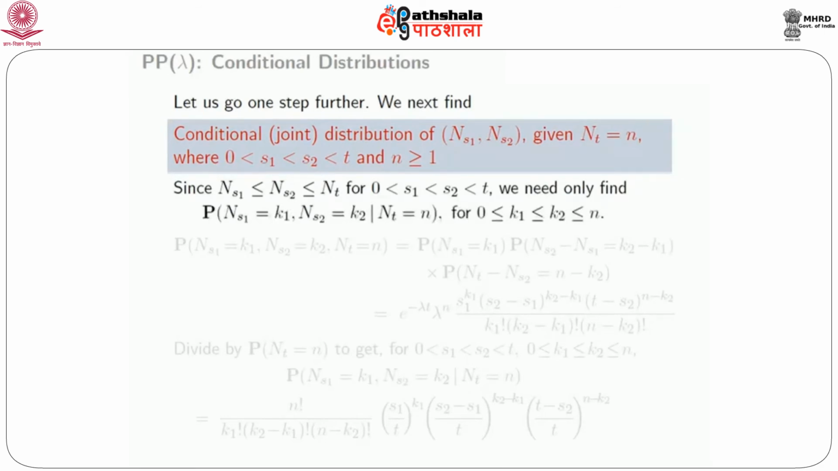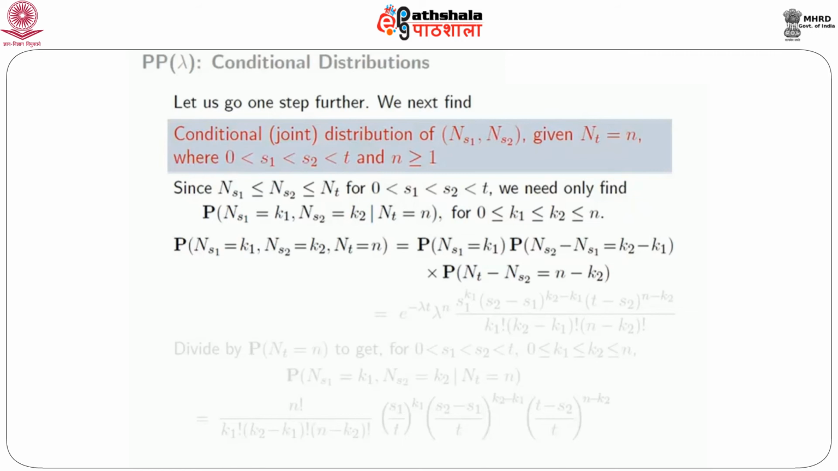So of course, because N_s1 is always less than or equal to N_s2, which is less than or equal to N_t, for s1 less than s2 less than t, we need only find this probability that N_s1 equal to k1, N_s2 equal to k2 given N_t equal to n. We need to find it only for non-negative integers k1 less than or equal to k2 less than or equal to n. Because for any other k1, k2, the conditional probability would be 0.